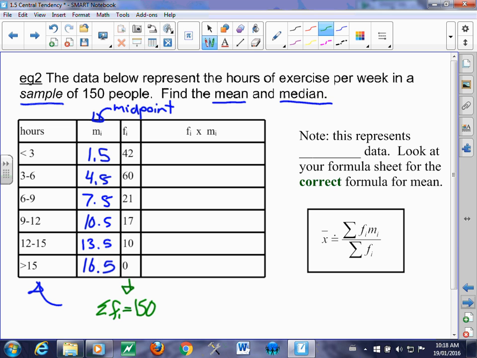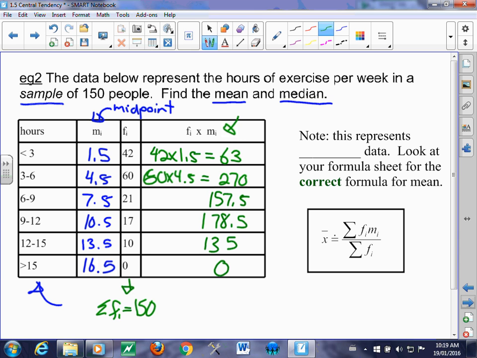But in order to help us calculate the mean, I need to put these together. I'm basically going to take my frequency, which is 42, and times it by 1.5, which is 63. And we do the same for the rest. So go for 60 times 4.5. I'll just plug these in. I know you guys could do these in the calculator. So you're multiplying these together. So you have 157.5, 178.5, 135, and 0 times anything is 0.